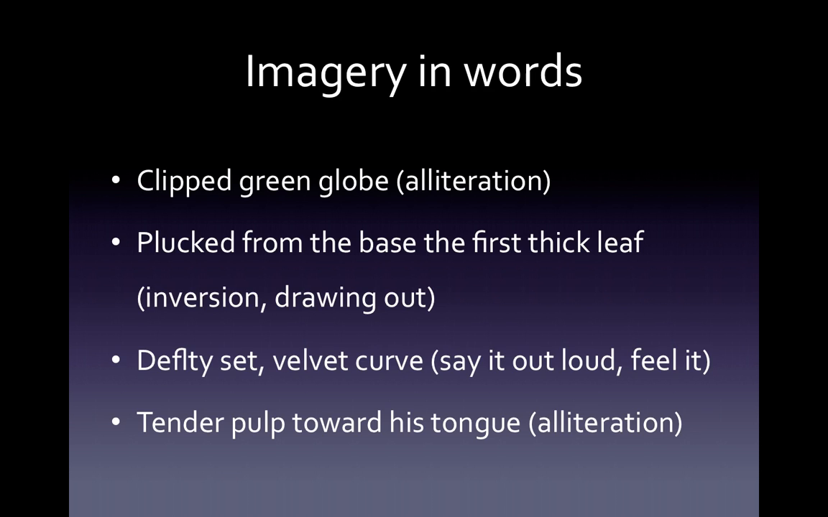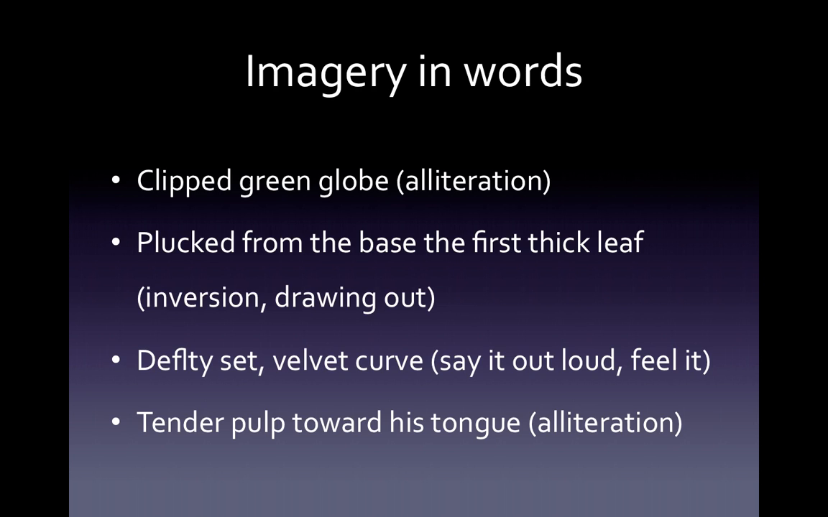And then deftly set, velvet curve. There's some L's in there, so there's lots of E sounds. And if you say it out loud, deftly set the velvet curve, your mouth is creating these nice shapes, and it just sounds fun to say. But it's kind of like eating deftly set the velvet curve. And then finally, tender pulp toward his tongue. There's more alliteration with the T's. Tender toward tongue. And the pulp, tongue, your mouth is opening towards the end. Tender pulp towards the tongue.